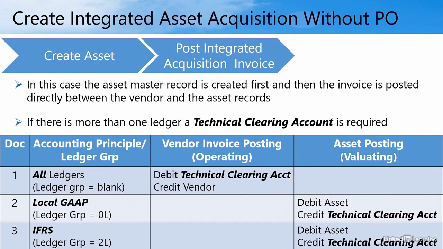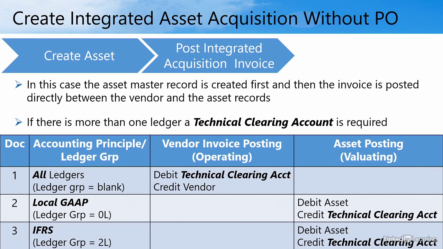It applies where you have more than one ledger, and the posting to the vendor and taxes must apply to all ledgers, but the posting to the asset may differ between ledgers. In order to have a different posting for the asset, the posting itself is split into two parts and a technical clearing account is used.